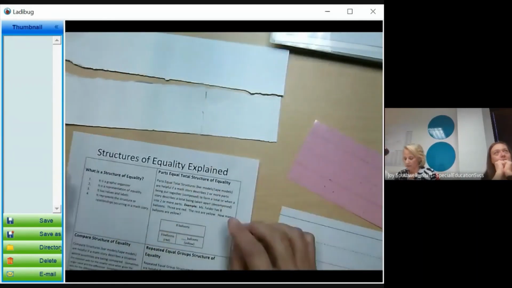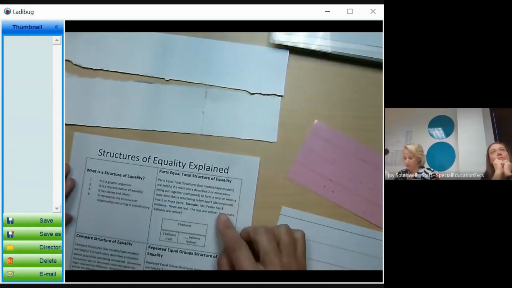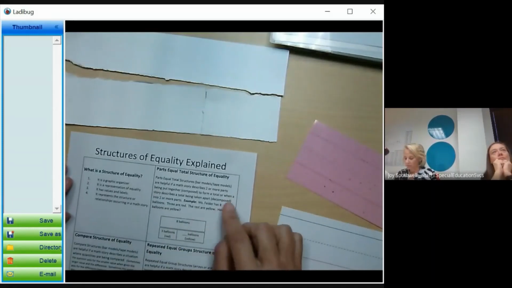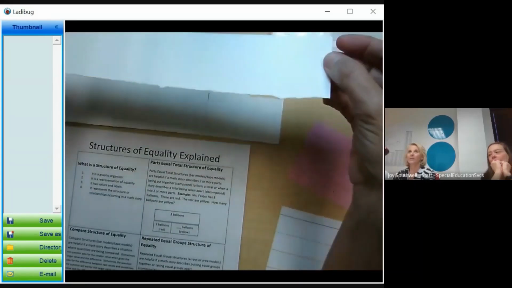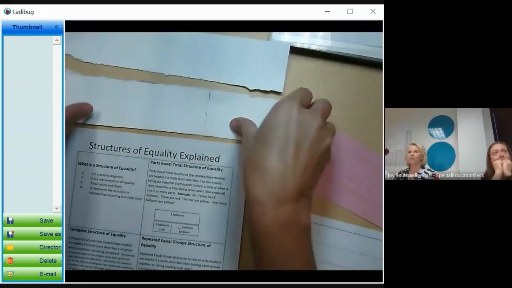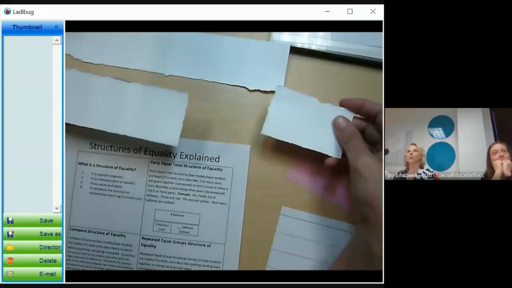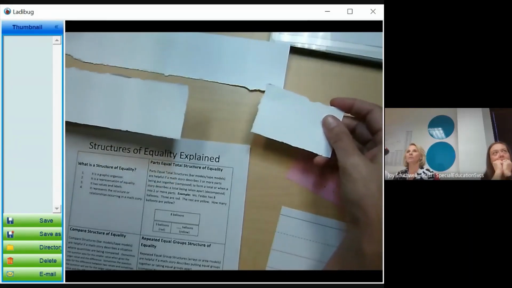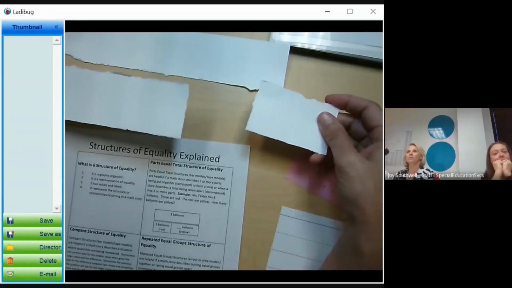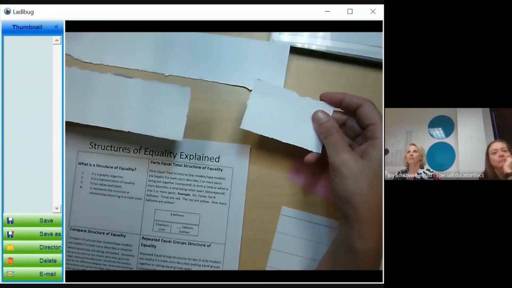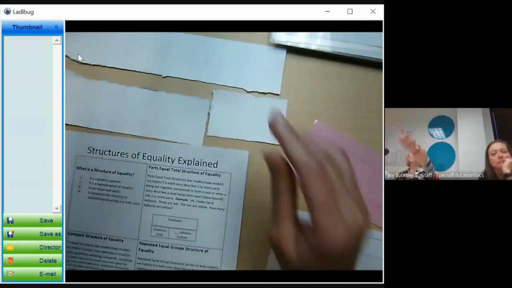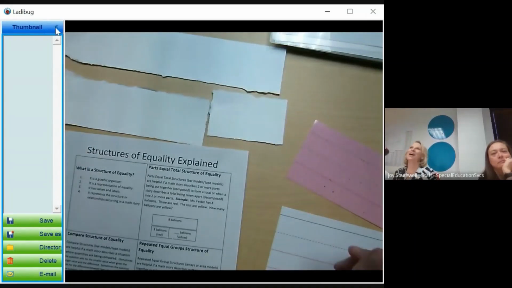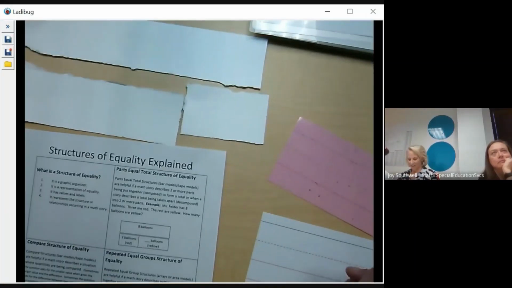So then it says parts equal total can also be used when a story describes the total being taken apart into 2 or more parts, or decomposed into 2 or more parts. Okay. Yay, Paula, you got it. Good job. Okay. So let's look at this story here.